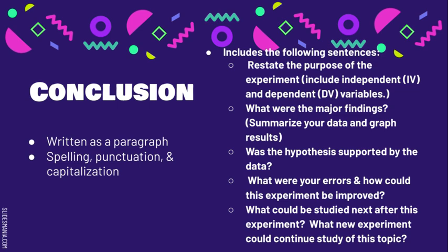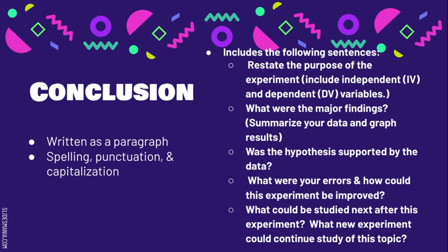I got to tell you, we all make errors. We are not professional scientists. So we are all going to make errors. So if your results aren't what you expected them to be, then maybe there was some kind of mistake. Maybe a certain procedure should have been done differently. And then the last sentence or two in your conclusion is what could be studied next after this experiment? What new experiment could continue study of this topic?